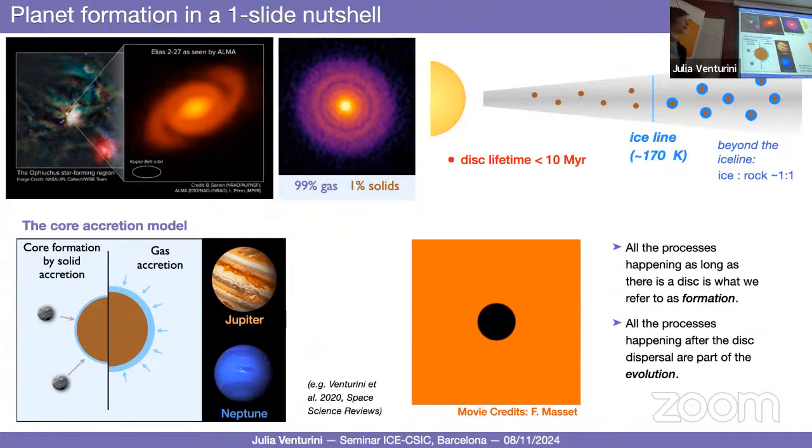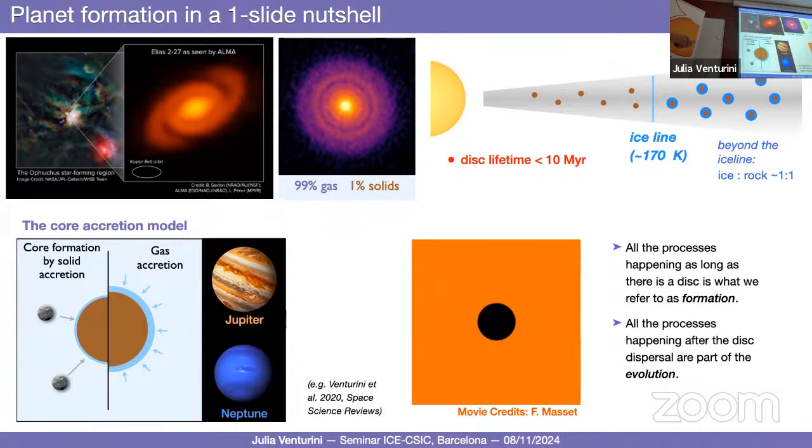The disks are mainly gas, 99% gas, basically hydrogen and helium. And there is 1% of solids, so dust that is accumulating, growing into larger aggregates. These solids are key to grow the planets, because the dominant paradigm of planet formation is the core accretion model. Basically, the idea is that to form a planet, first we need to accumulate the solids. We need to form a solid core from these solids in the disk.